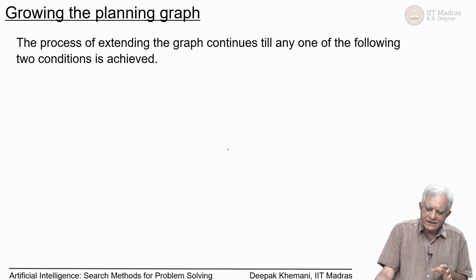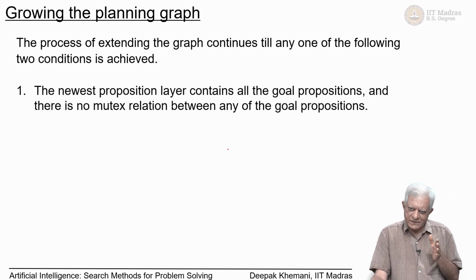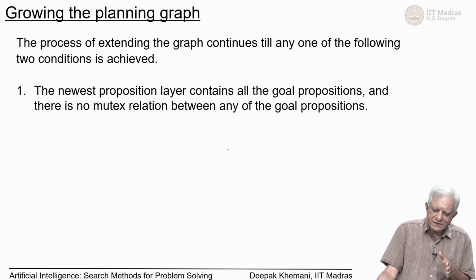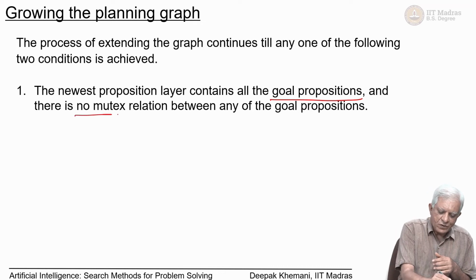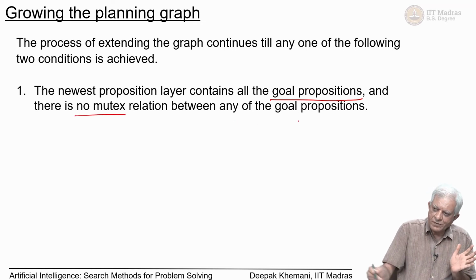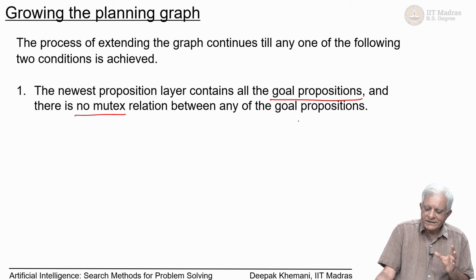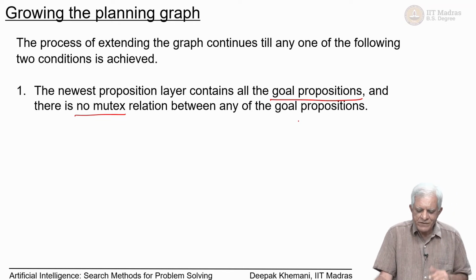So, the process of extending the planning graph continues till any one of the following conditions is achieved. You keep growing layer 1, layer 2, layer 3, layer 4. If the newest proposition layer contains all the goal propositions that you are interested in, and there is no mutex relation between any of these goal propositions, then at least potentially you have a plan which will achieve those goals. And then the second stage begins, which is to start seeing if a plan is possible. We will come to that in a moment.